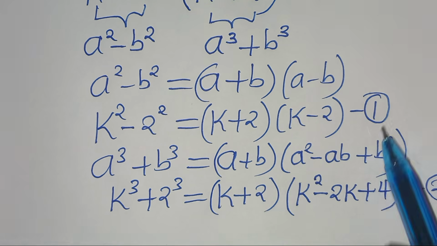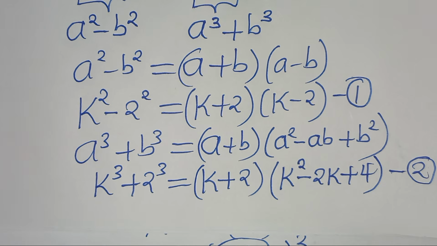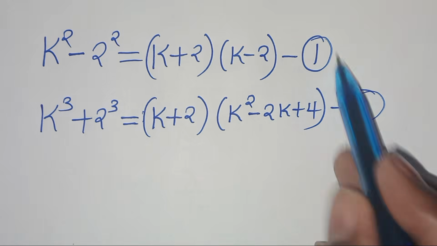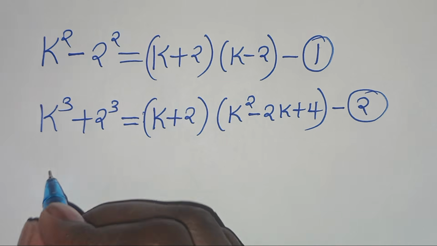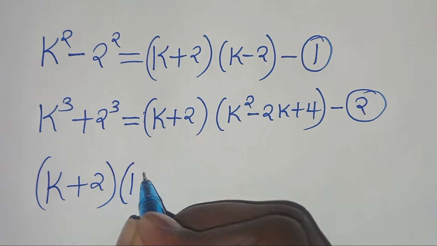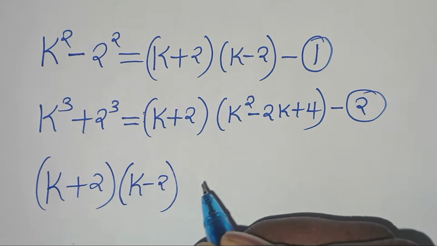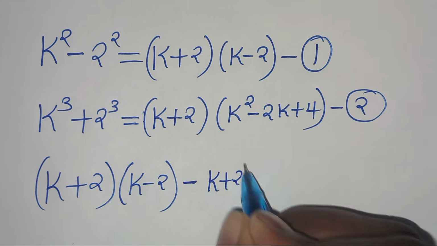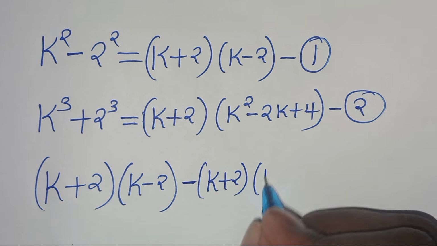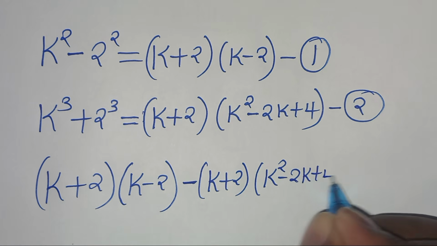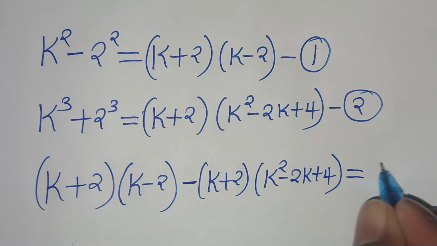Let's combine case 1 and case 2 from here. So we have k plus 2 times k subtract 2, then subtract k plus 2 multiplied by k to the power of 2 minus 2k plus 4. This is equal to 0.